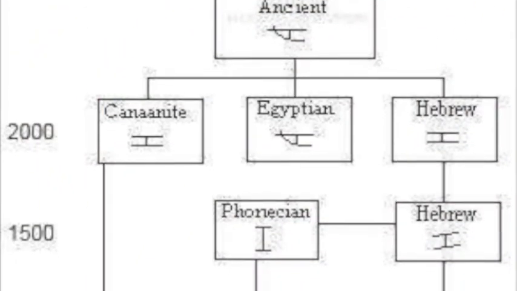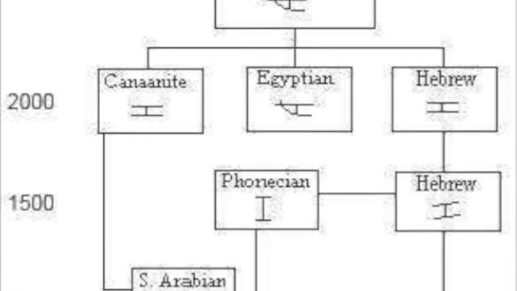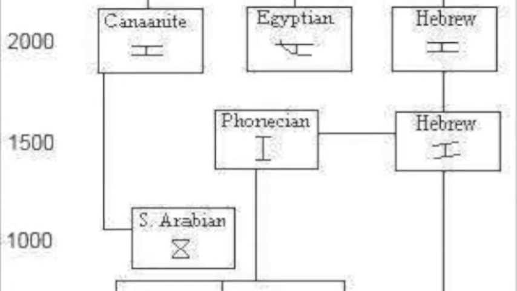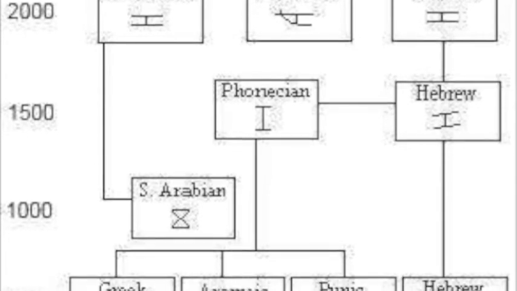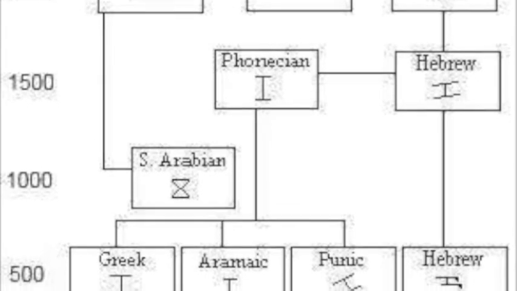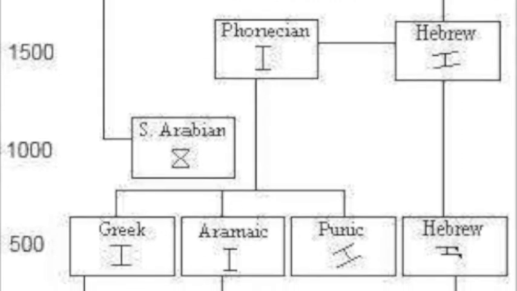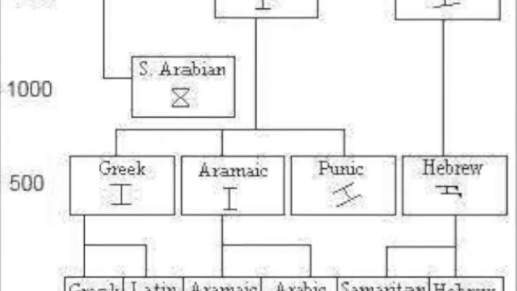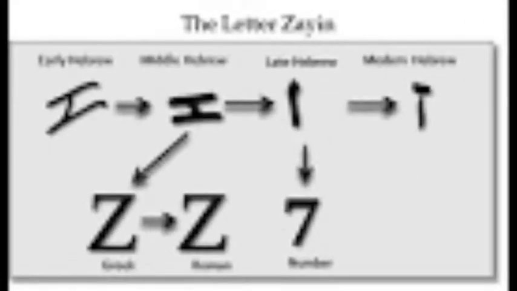With that being said, I want to continue the Hebrew breakdown of the Hebrew alphabet. Here we're going to deal with the letter Z, or Zayin, today.